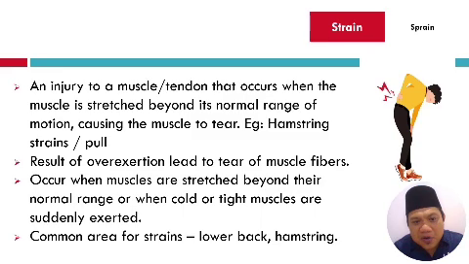Overexertion leads to tear of muscle fibers, and strain occurs when muscles are stretched beyond their normal range or when cold or tight muscles are suddenly exerted. Common areas for strains are the lower back and hamstring.